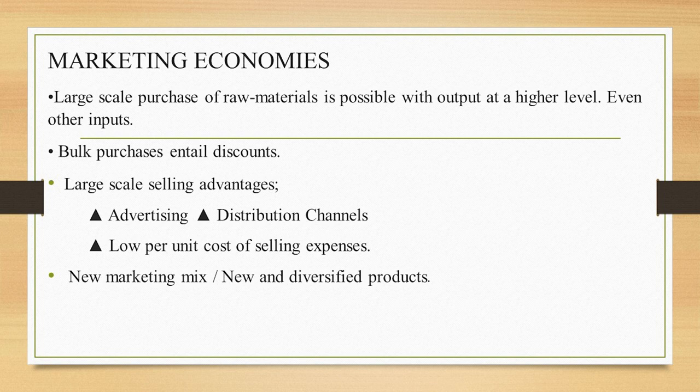Low per unit cost of selling expenses happens as a result of all these efforts. You can try new marketing mix. You can try new and diversified products. All this put together creates marketing economies. And these marketing economies reduce the cost of production. And when the cost of production is reduced, the long run average cost curve comes down, and beyond the point of optimum, of course, it has to increase.